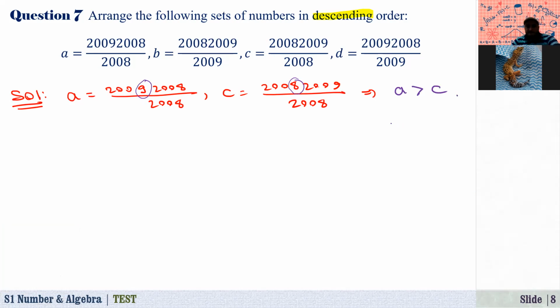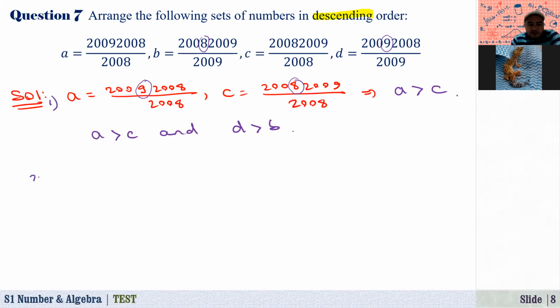Also, immediately I can compare B and D. In B we have 2009, 2009, but because of this 8 and this 9, from here I can write A is greater than C, and D is greater than B. So now let me compare the big numbers first.